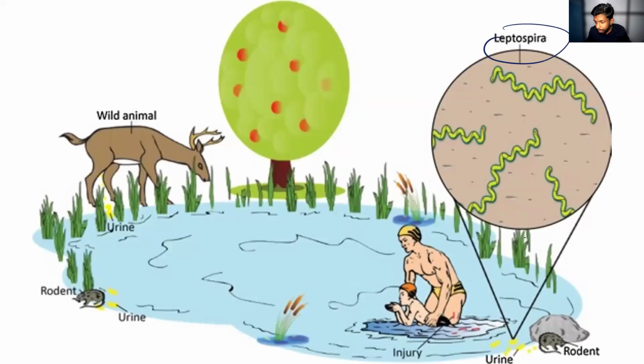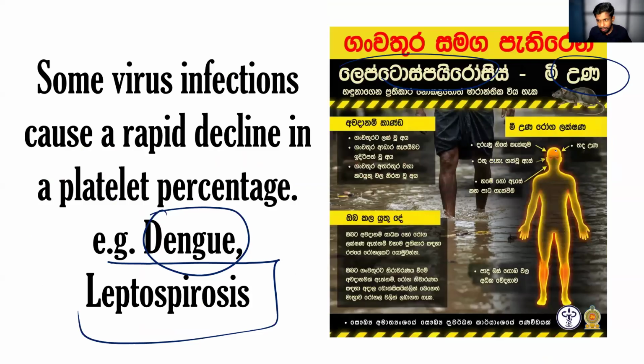Can you see that here? The urine has the leptospirosis bacteria. When they enter the body, definitely you will have that disease. If you have any cut in your body, through the injury, the bacteria will enter the body, so you will have leptospirosis. At that time, the eye will be turned into red color, right? These kinds of symptoms will be there in your body because of leptospirosis.